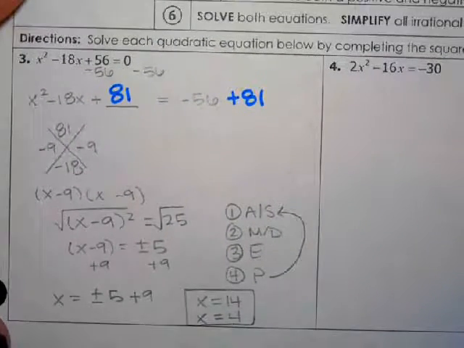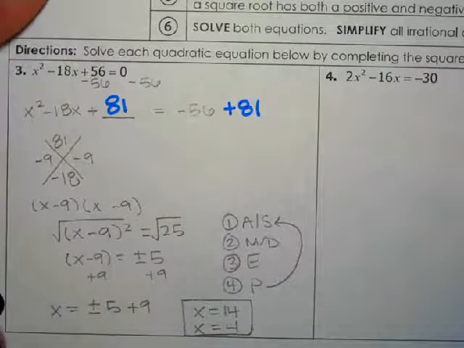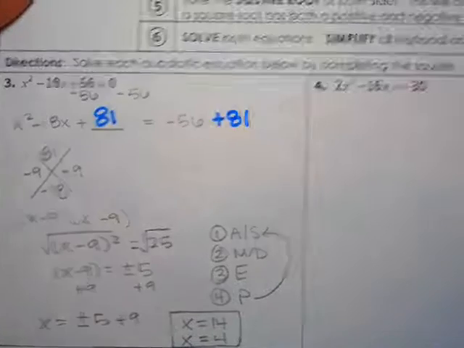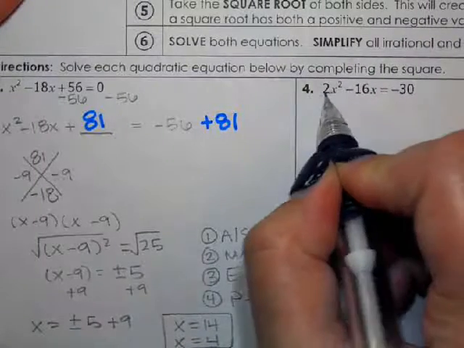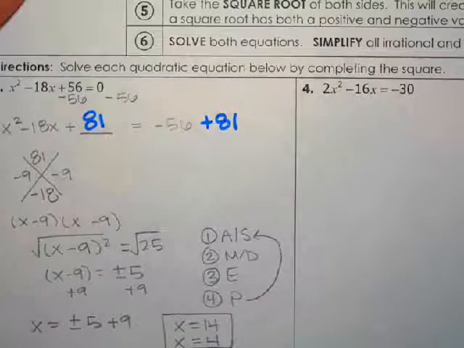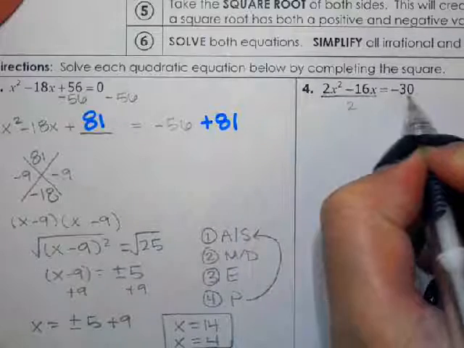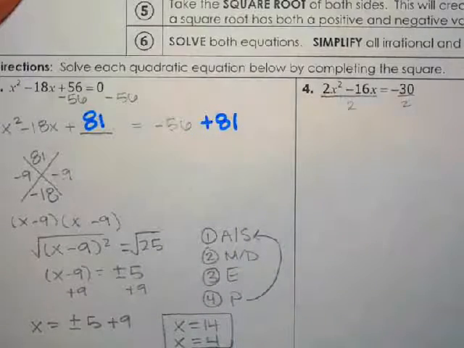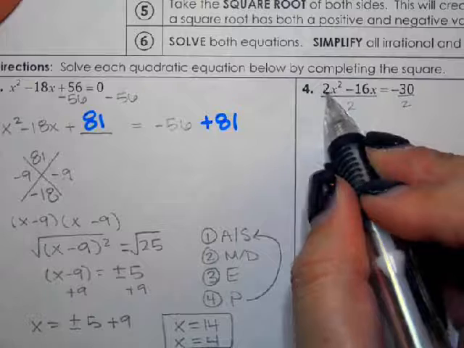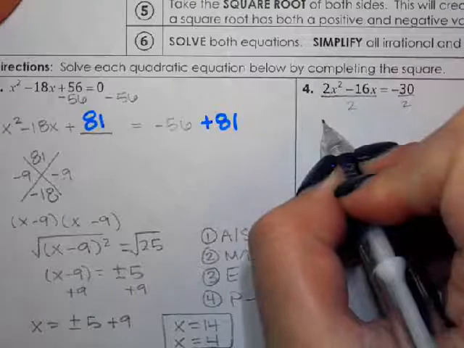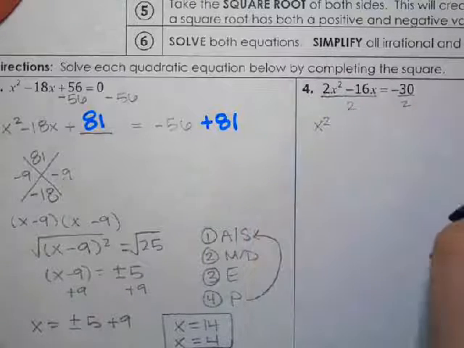All right. I don't know about this problem, but I am not liking this 2 in front. It makes it look different from the other ones. So I'm just going to divide this 2 over to the other side. Are you guys okay with that? Okay. So if we divide by 2 and divide by 2, then I get x squared minus 8x. Are we comfortable with that?